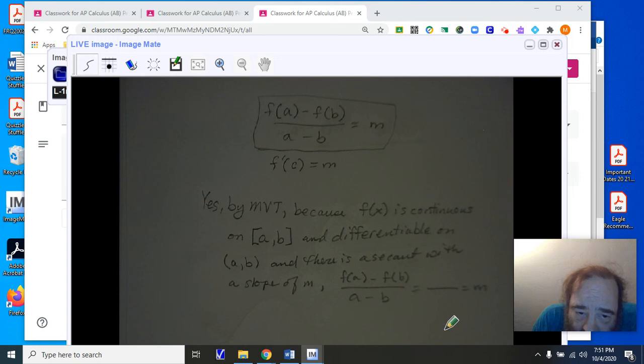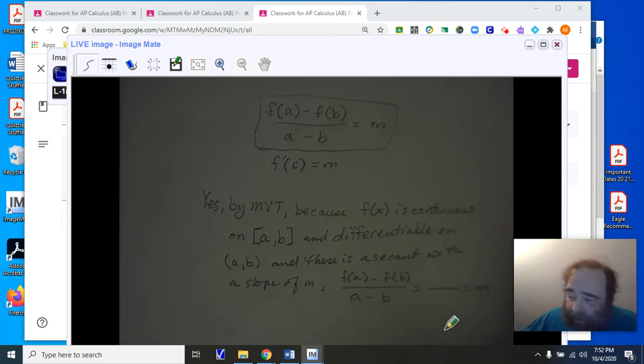If we were using Rolle's theorem, we would say yes by Rolle's theorem because f of a equals f of b, and f of x is continuous on a to b, and differentiable on an open interval a to b, and there's a secant line with a slope of 0. And then I would just go through and show f of a minus f of b equaling p minus p over a minus b equaling 0 over something. So this is MVT and Rolle's theorem. They are fairly straightforward. They are talking about slopes and when is a derivative equal to that slope.